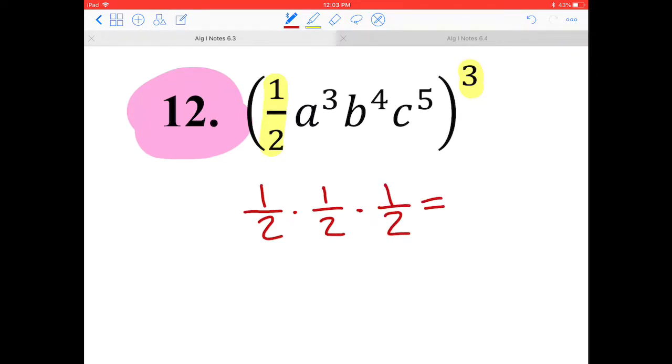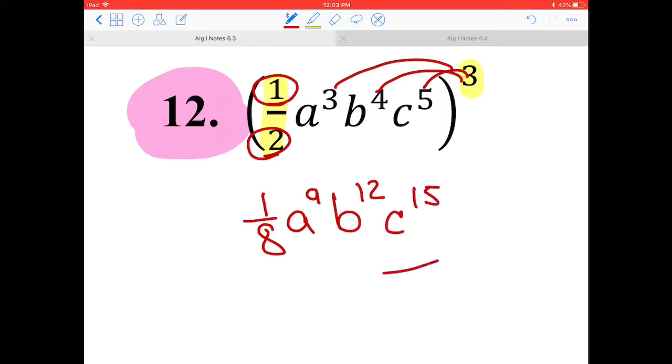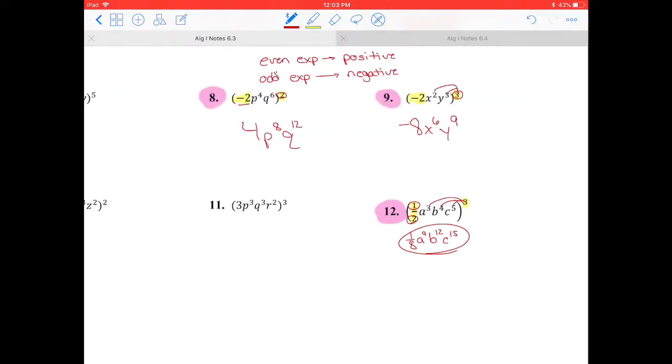And you realize that 1 times 1 times 1 in the top is 1, and 2 times 2 times 2 in the bottom is 8. Or you can basically just apply the exponent to the numerator and the denominator separately. So I do 1 cubed is 1, and then 2 cubed is 8. Leave it as a fraction. And then for all of the exponents, we have a to the 9th power, b to the 12th power, and c to the 15th power. And there you go.